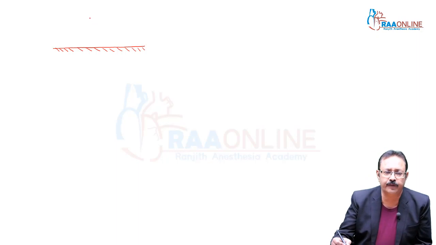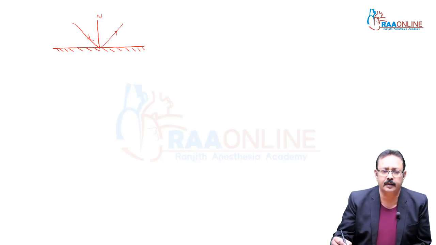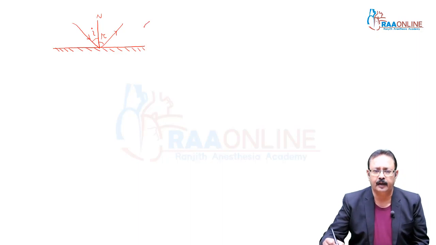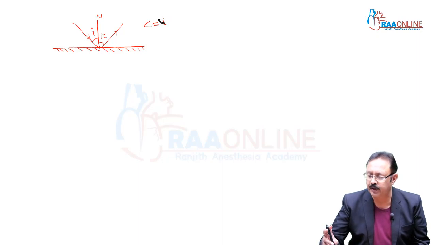The ray coming towards the surface or mirror is known as the incident ray. This is the normal. This is the reflected ray. Two laws are there, known as the laws of reflection. Angle of incidence, meaning the angle between the incident ray and the normal, should be equal to the angle of reflection, meaning the angle between the normal and the reflected ray. I and R are equal, either it is regular or irregular reflection. Angle I is equal to angle R.